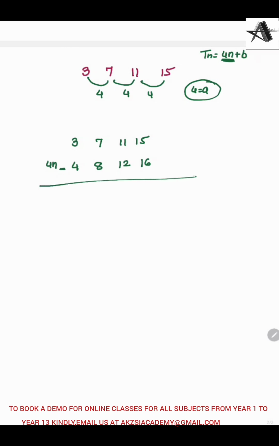Subtract them. 3 minus 4 is -1, -1, -1 and -1. So ultimately this value is equal to B. Put B here. We'll get 4n minus 1 is the nth series.